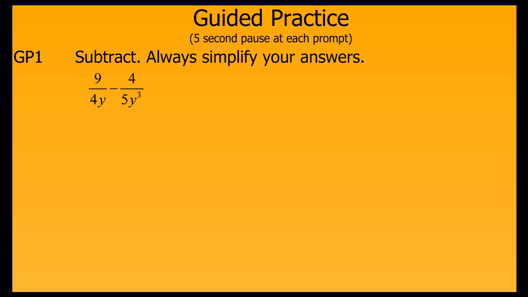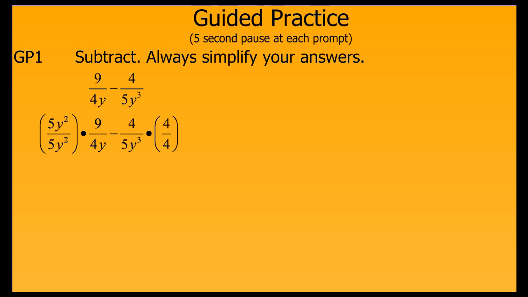What we're trying to do is subtract these rational expressions. How do we do that? We need to determine our common denominator. In this case, our common denominator will be 20y to the third, because 20 is the least common multiple of 4 and 5, and y to the third is the least common multiple of y and y to the third. So we need to multiply our first fraction by 5y squared over 5y squared to get that common denominator, and the second fraction by 4 over 4.